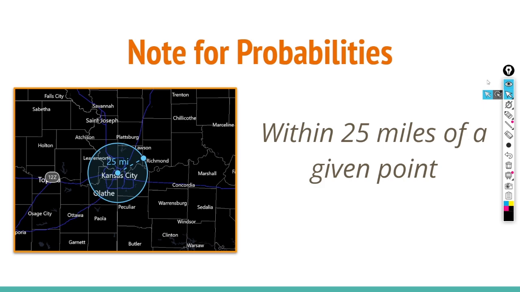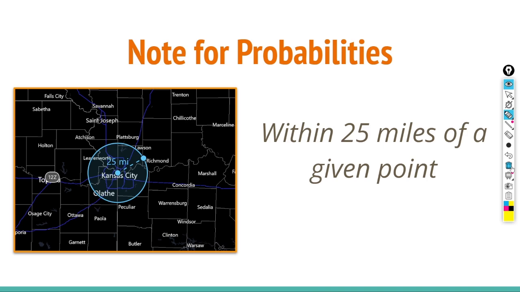So I want to note here that tornado probabilities, wind probabilities, hail probabilities, I don't know if anyone knew this before in my videos, but it means within 25 miles of a given point. So if you have a 2% chance of tornadoes, it means anywhere in this region here, I probably should change my pen color, anywhere in this region from here in Kansas City, Olathe, all the way up near Lawson about, anywhere in there has a 2% chance of tornadoes.